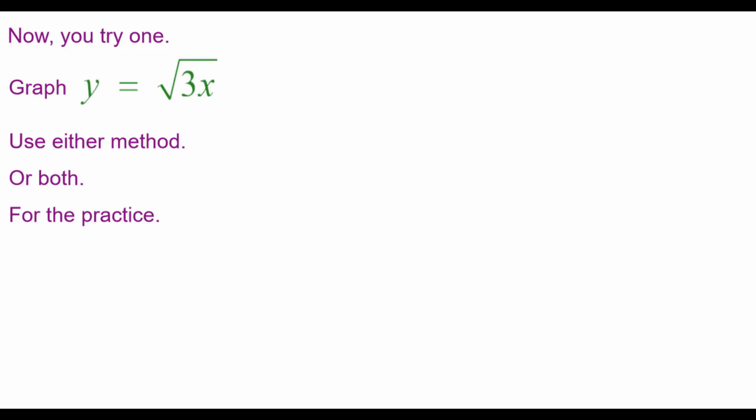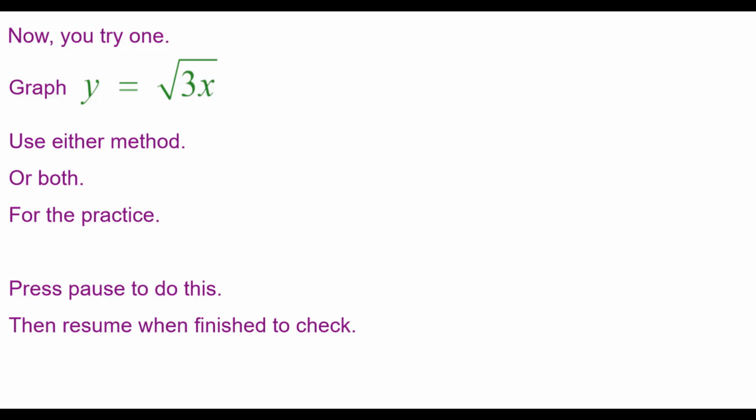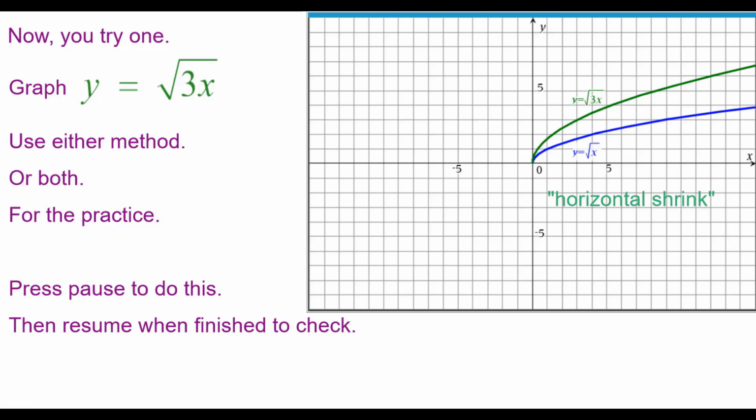Now you try one. Graph y equals the square root of the quantity 3x. Use either method or both for the practice. Press pause to do this and resume when you're finished to check your answer. And here's our answer, and you can see that the green function is a horizontal shrink of the square root function in blue.